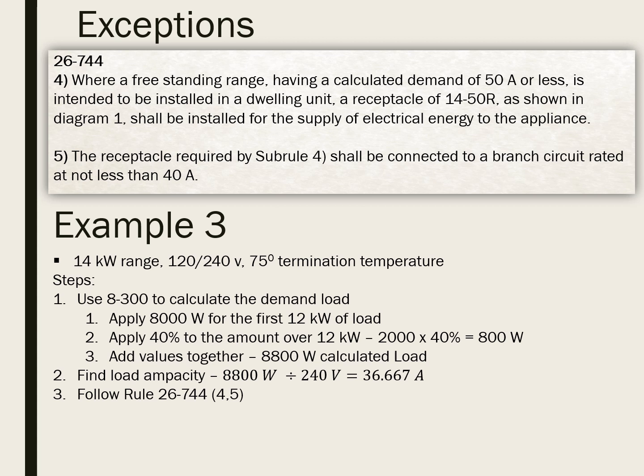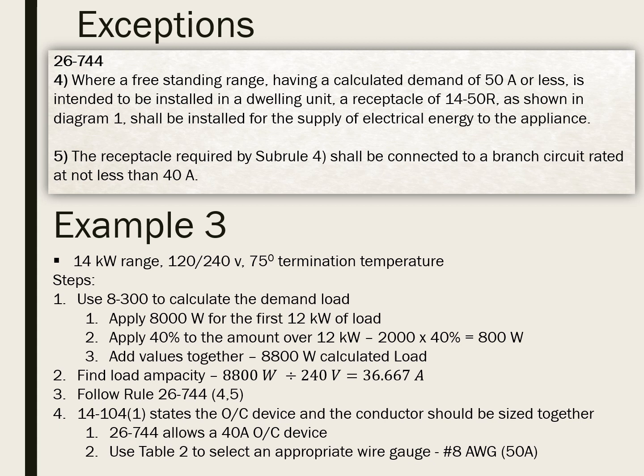Now that we know what the calculated ampacity is, we automatically follow Rule 26-744, and we don't have to worry about Table 2 or Table 13 or 14-104. We automatically install a 14-50R receptacle because we have a calculated demand of less than 50 amps, and we automatically put that on at least a 40 amp breaker. This is a typical range for any type of house.